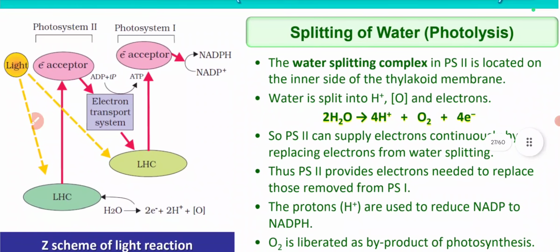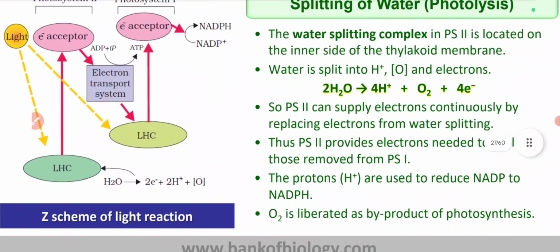Next is photolysis or splitting of water. The water splitting complex in PS2 is located on the inner side of the thylakoid membrane. Water splits into H plus, O and electrons. 2H2O gives rise to 4H plus, O2 plus 4 electrons. So PS2 can supply electrons continuously by replacing electrons from water splitting. Thus PS2 provides electrons needed to replace those removed from PS1. The protons H plus are used to reduce NADP to NADPH, and oxygen is liberated as a byproduct of photosynthesis.